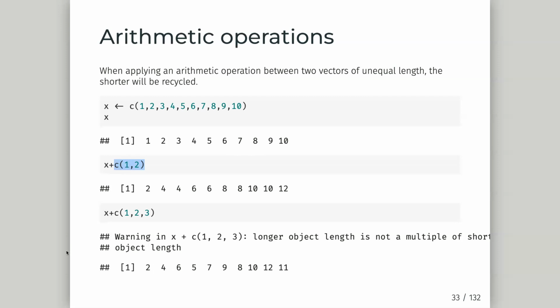The issue then becomes, what happens if I add 3 numbers? I've got 10 numbers here. It's not going to fit in. It's not going to cycle to a regular number. And it actually tells me that longer object length is not a multiple of the shorter object length. So it's warning me that maybe that's not something I intended to do, but it still did it for me. 2 plus 1, 4 plus 2. Did it do it for me? Oh, sorry, I'm looking at the wrong thing. 3 plus 3, etc. But take warnings seriously. Don't just ignore them.